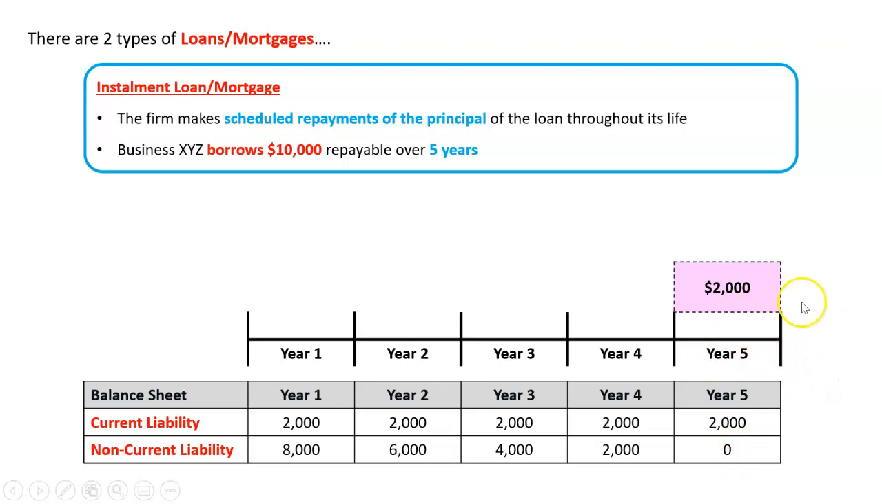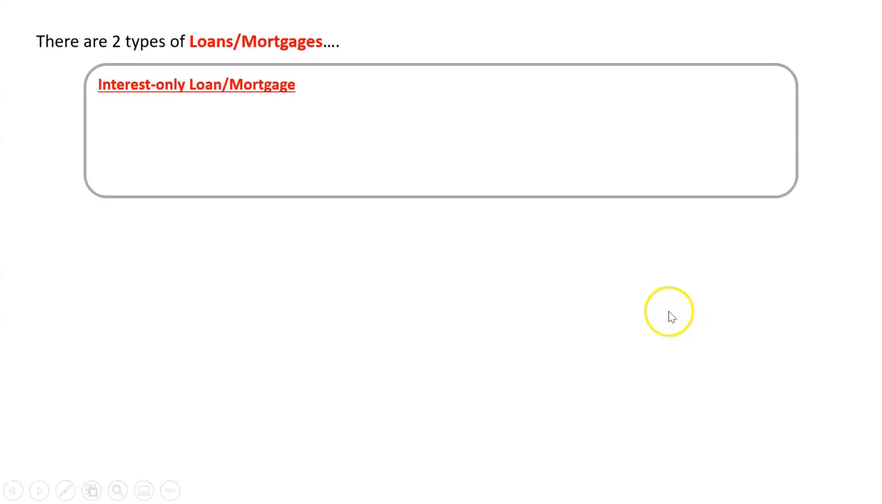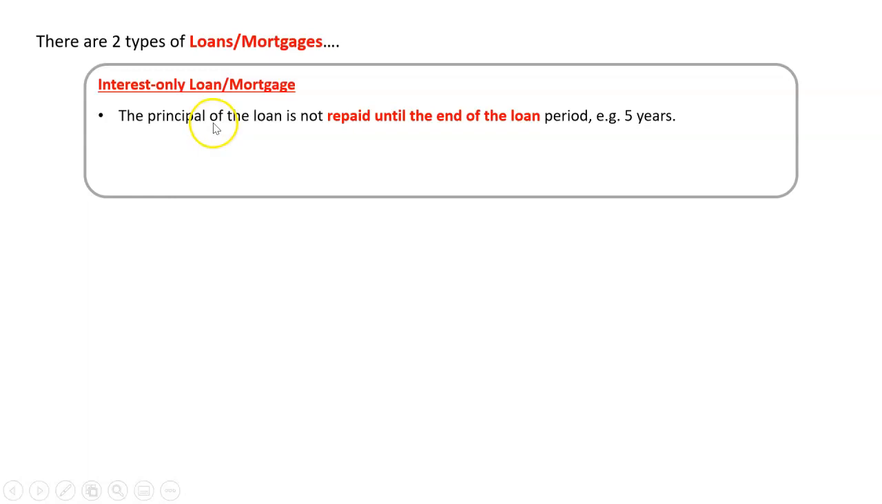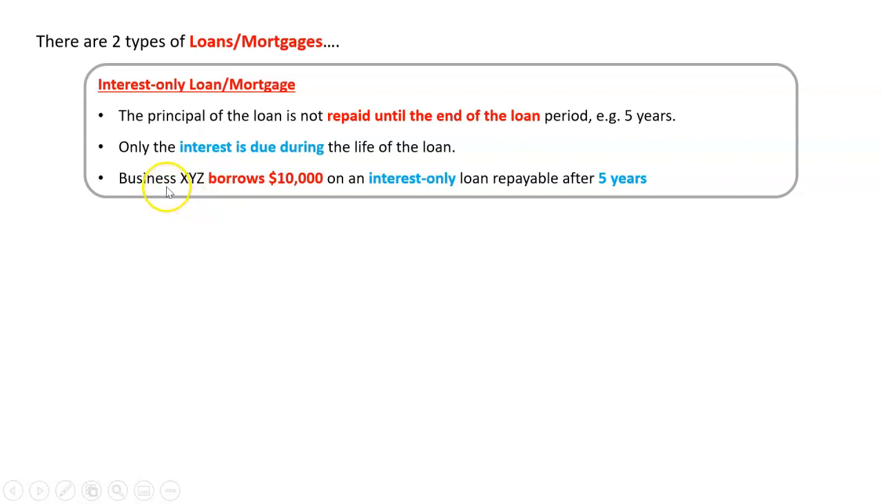That might be the only type of loan we do, to be honest, but maybe, just maybe, we get an interest-only loan or mortgage. How that works is the business doesn't pay the principal of the loan until the end of the loan. That means it just pays the interest, and we said interest doesn't need to go on the balance sheet because it's an expense. So let's take the same example. Business XYZ borrows $10,000, but let's say it's an interest-only loan, repayable after 5 years. What does that look like?